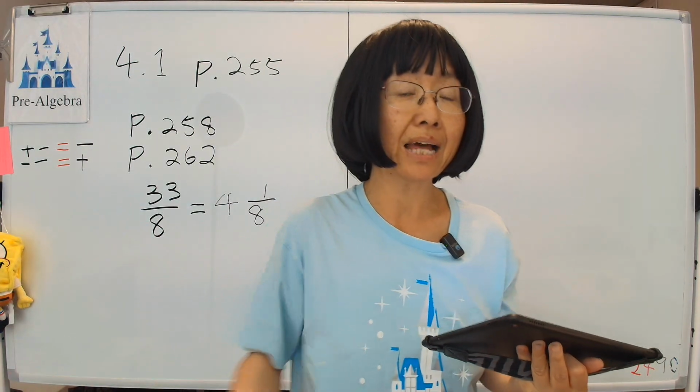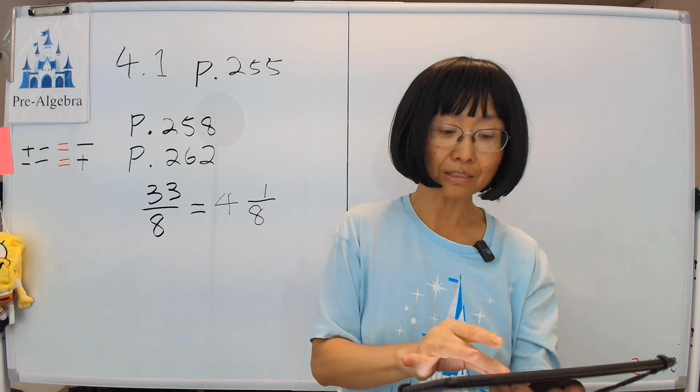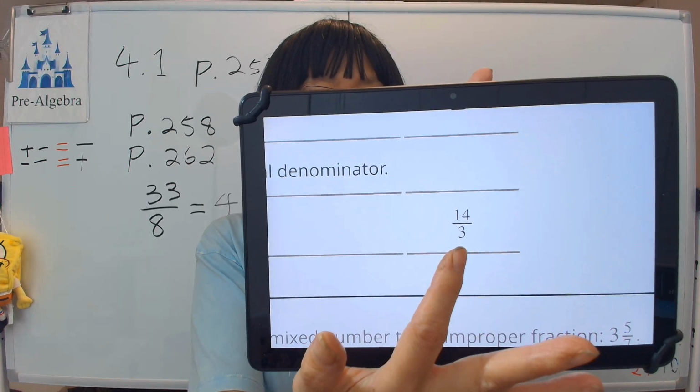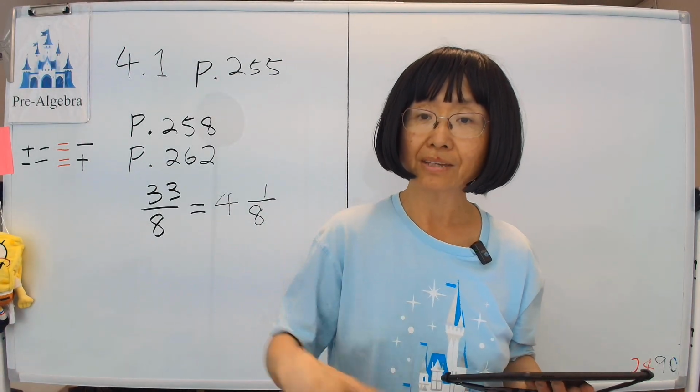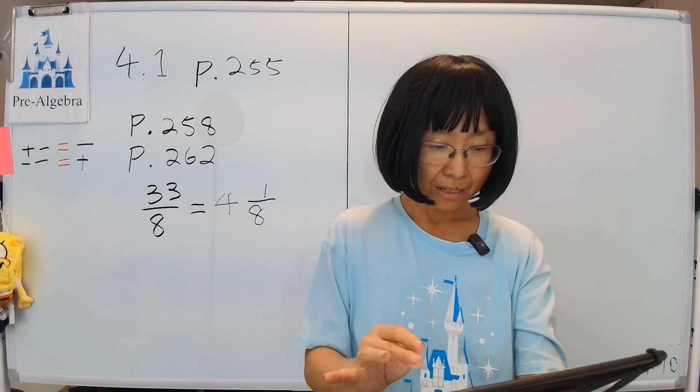In other words, you're counting how many pieces you have total, and that's the numerator, which is the number on top. The number on the bottom is the denominator, which tells you how many slices you're cutting each pie into. So that's that.